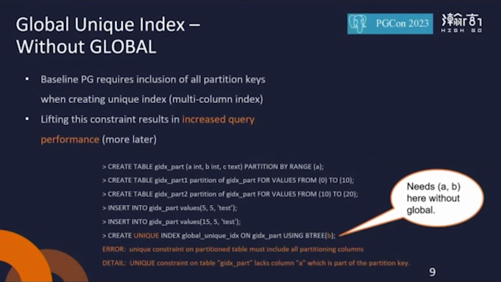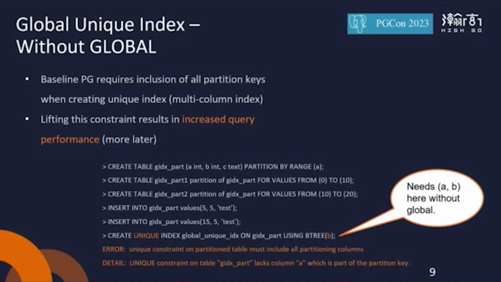And without the GLOBAL clause, you are creating a regular index like PG normally has. So in here, I don't have the GLOBAL clause, but I'm still getting an error because it requires me to include column A, which is a partition column, in order to create a unique index. And again, this makes you have to use a multi-column index. That affects the query lookup later.